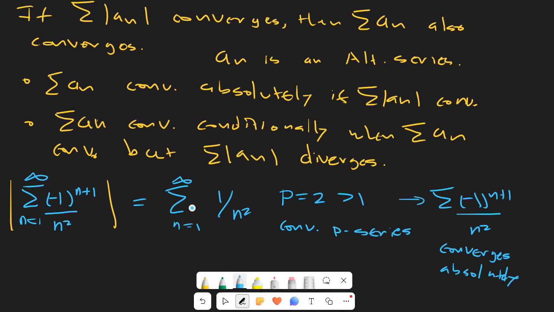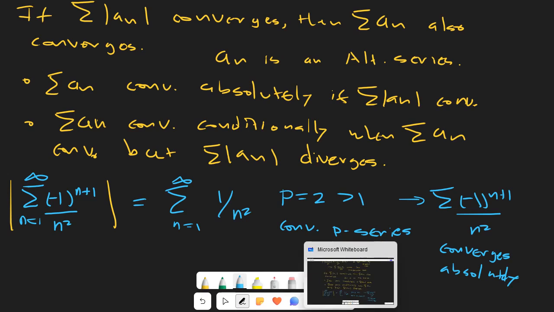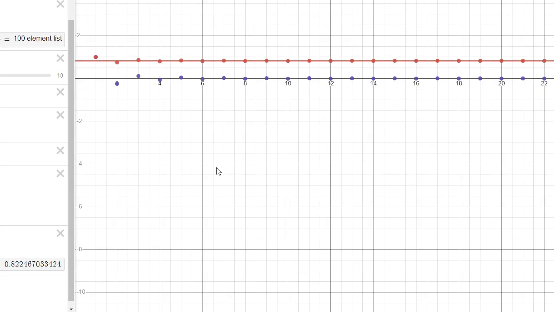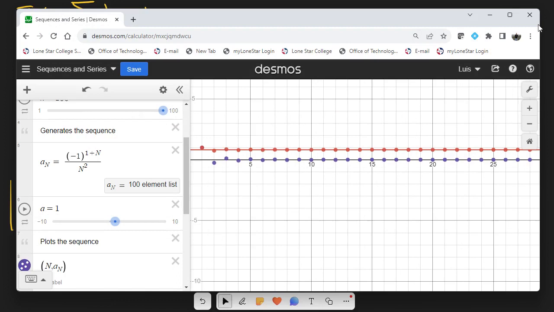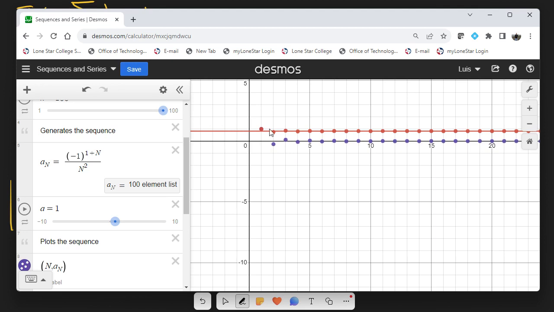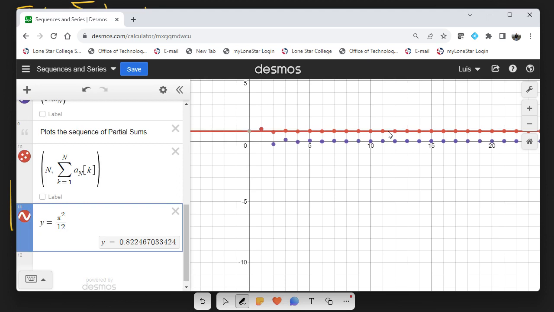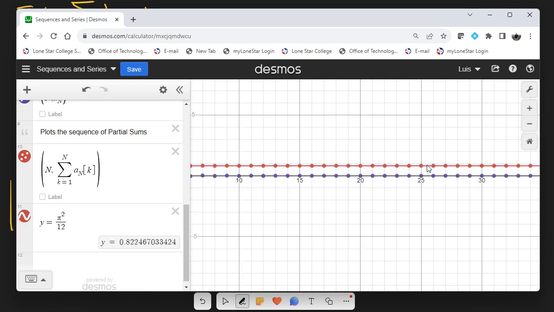Now, I actually do have, I believe, a diagram or like a calculator demonstration where we look at, for example, the sequence of terms, -1 to the n plus 1 divided by n squared, and you see that here the values of the series summation is converging. It's alternating, but basically you have that it goes to 0.822, and that value is actually pi squared over 12.